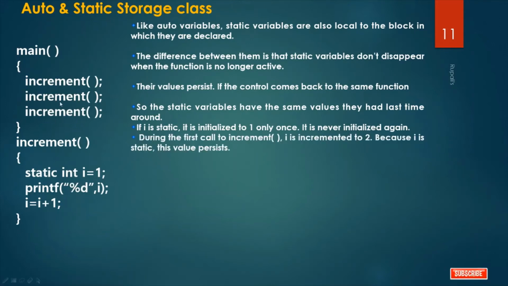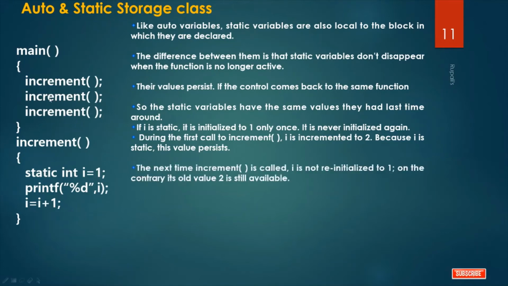During the first call of this function increment, first print i is 1, then i is incremented, so it becomes 2. Because i is static, this value persists. So the last value of i is 2 and this value persists. The next time increment is called, i is not reinitialized. On the contrary, its old value 2 is still available.